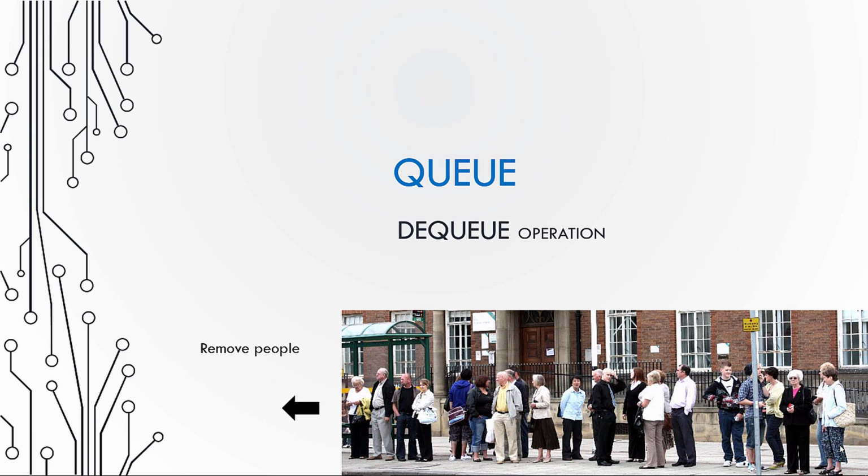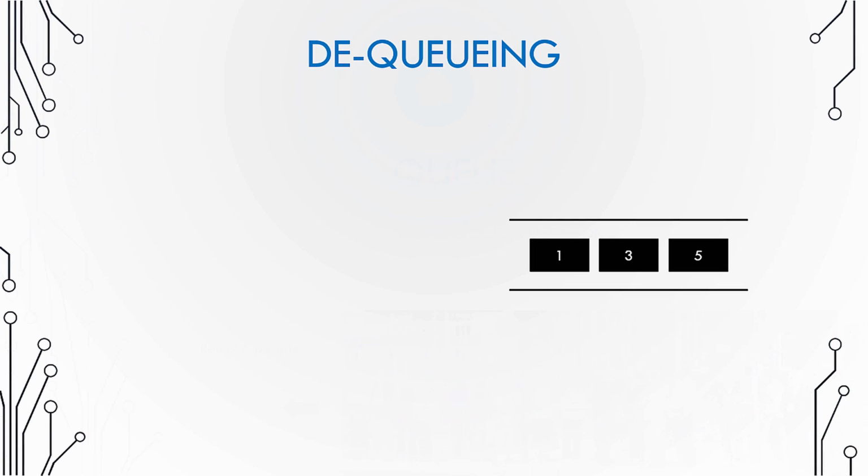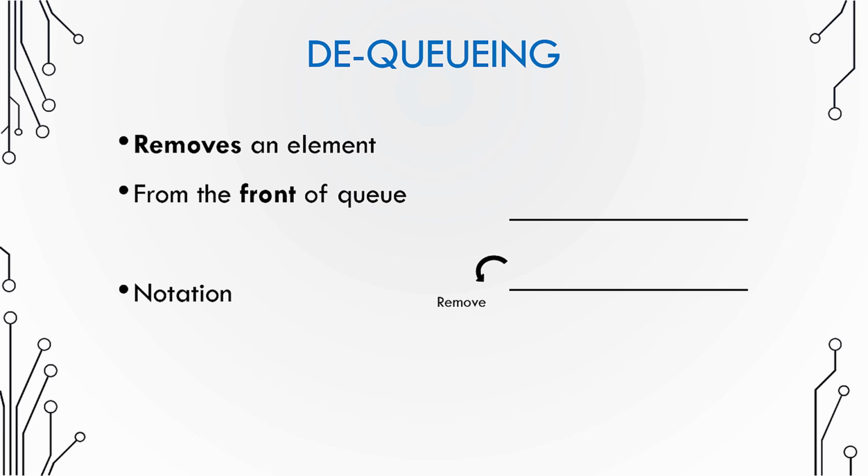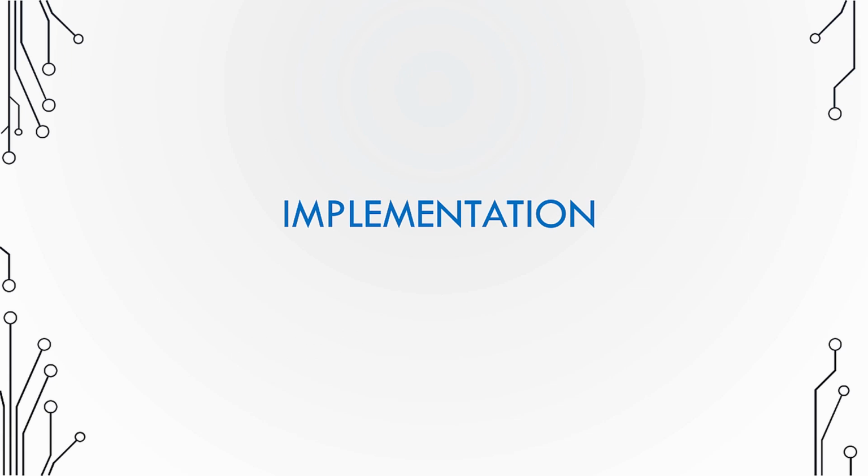In this video, we are going to check how we perform a dequeue operation on a queue and its possible implementation scenario. So what is dequeuing? Well, dequeuing removes an element from the queue. And from which end does dequeue remove that element? Well, from the front end. And the notation for dequeuing is you just have a function which is called dequeue, and it usually returns the value that has been removed from the queue. So let us see a possible implementation scenario for a dequeue operation.